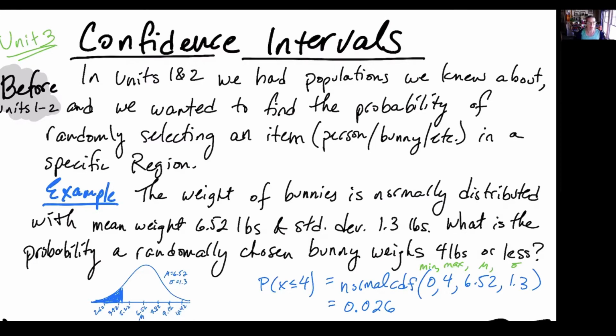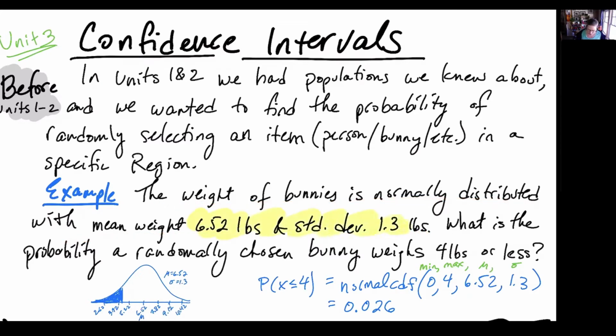Okay, so before, in Units 1 and 2, we had populations we knew about, and we wanted to find the probability of randomly selecting an item, a person, or a bunny, etc., in a specific region. Okay, and so I have this example here. I was told the weight of bunnies is normally distributed with a mean of 6.52 pounds and a standard deviation of 1.3 pounds.